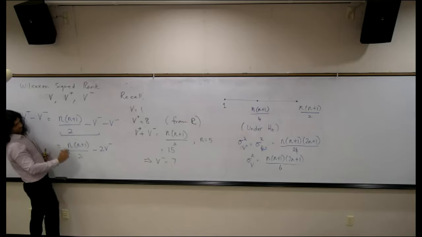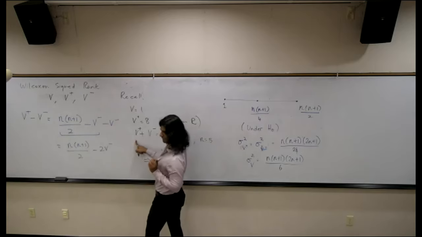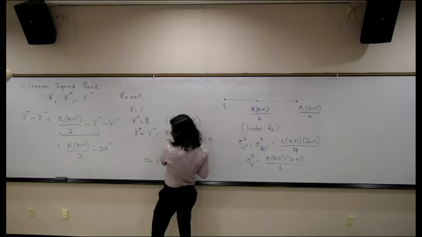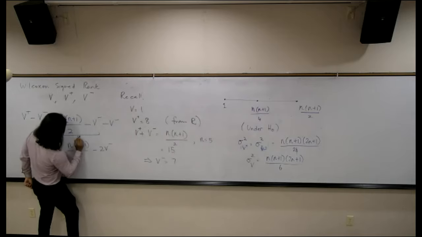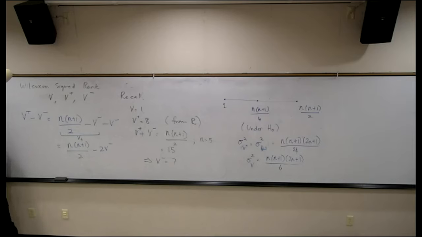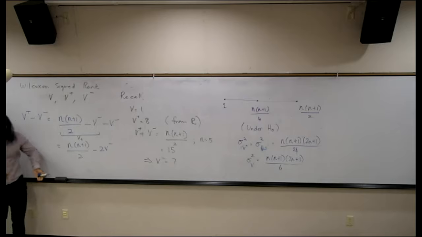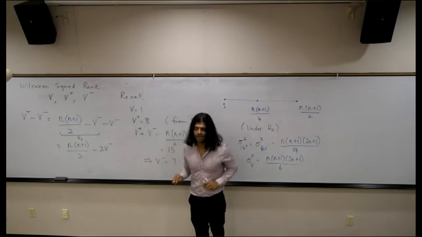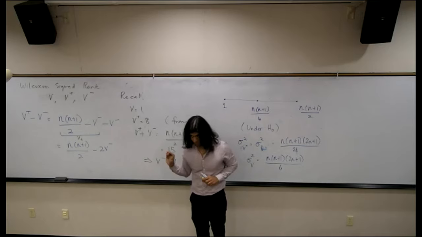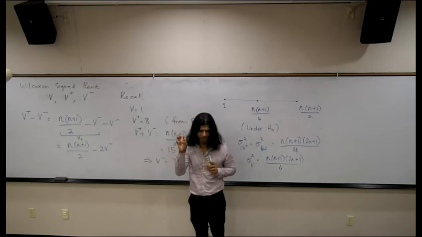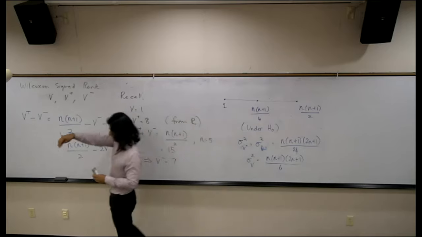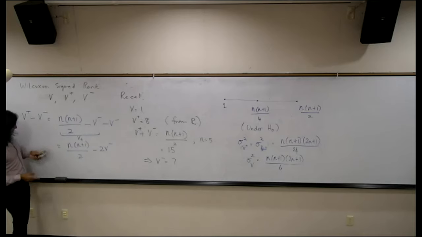This entire part is coming from there. But V plus minus V minus is this. I'm subtracting that in total. If I subtract all the negative ranks from all the positive ranks, I'm going to get whatever that is under the null. Do you agree? Whatever is zero. Even though we got rid of ties, theoretically, that should be the middle part. So this is simply V.